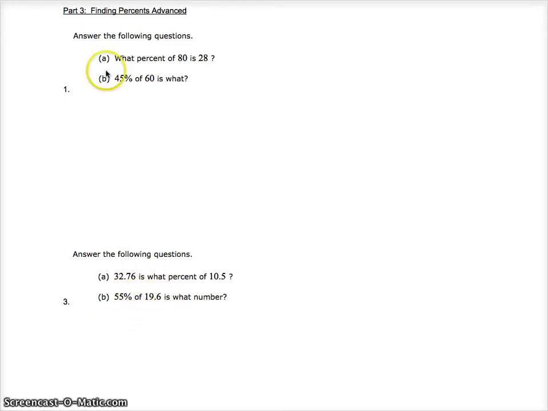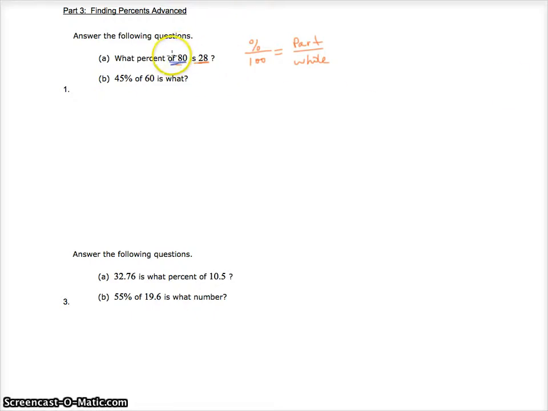Here we're going to set up the same type of proportion where we have our percent over 100 equals our part over our whole. And what we're going to learn is that our part is going to be next to "is," and our whole is going to be next to "of."